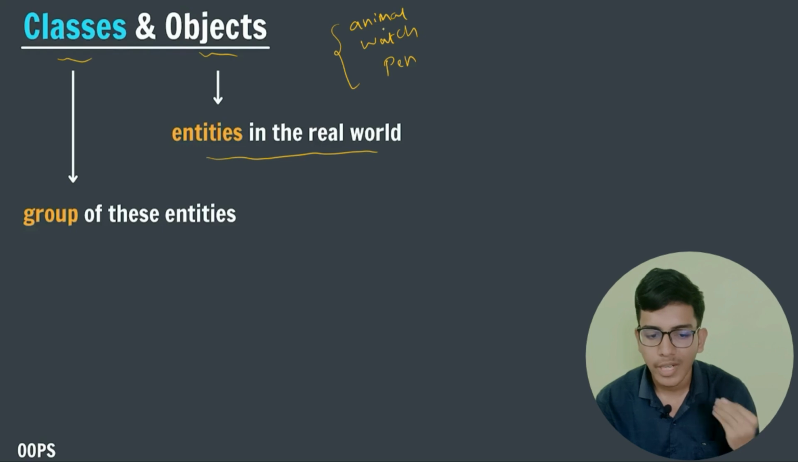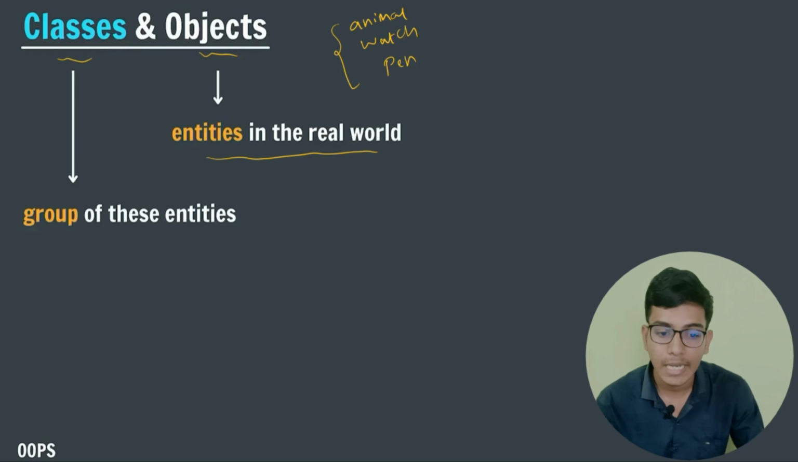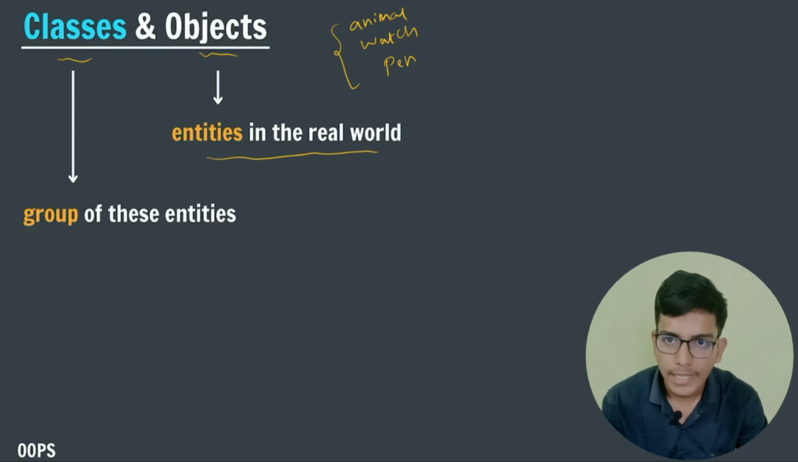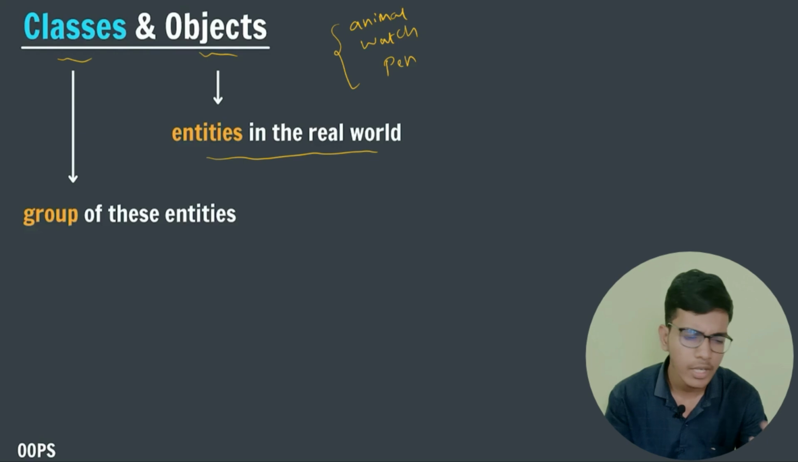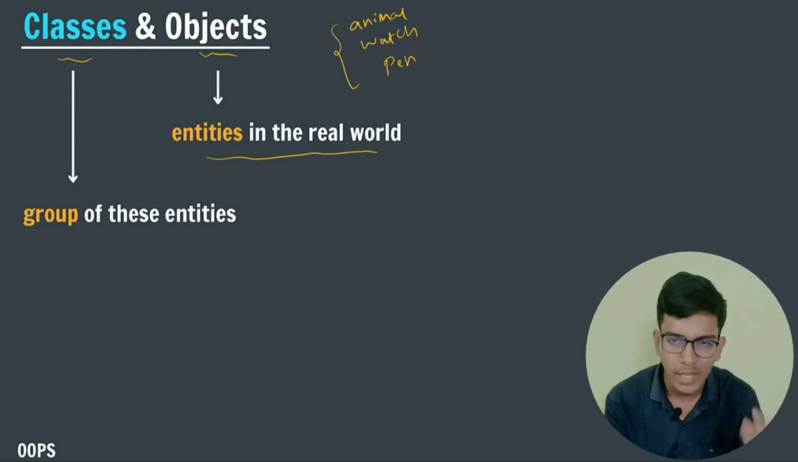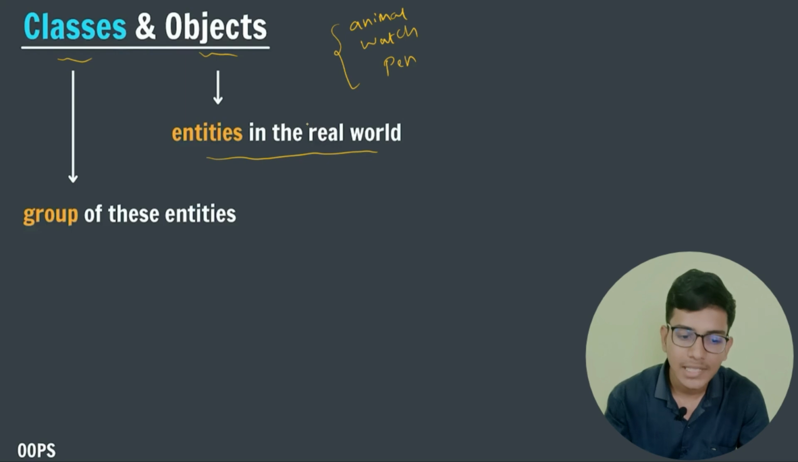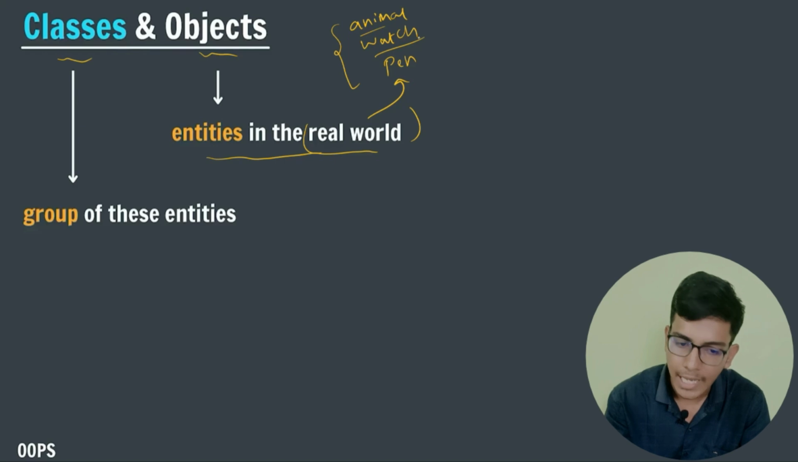When we are programming for companies, we work in a real world environment, right? Whatever code we are writing, whatever programs we are writing, whatever websites we are building, we are building to solve real world problems. Similarly, an object is a part of a real world entity. A pen is an object, a watch is an object, an animal is an object. So we are going to write the code for object creation.